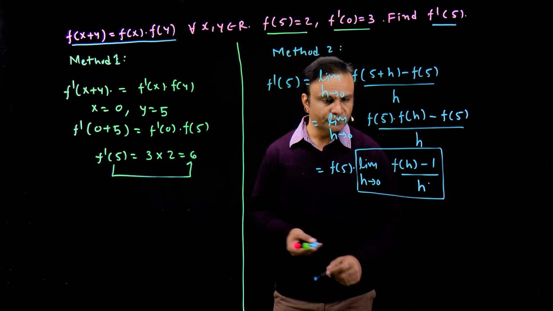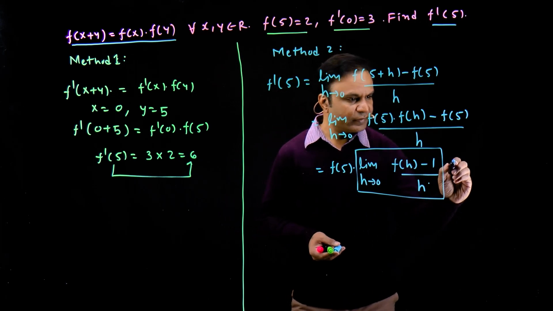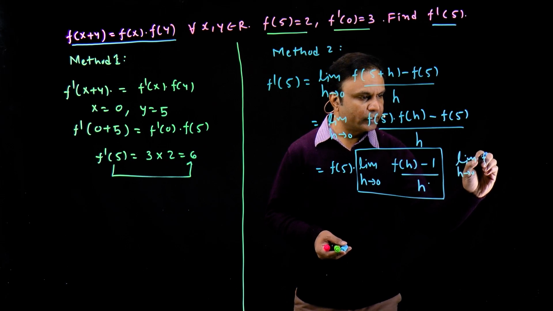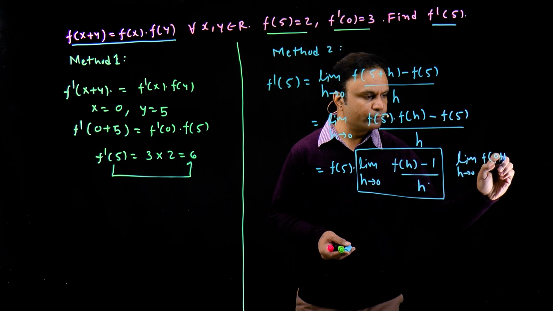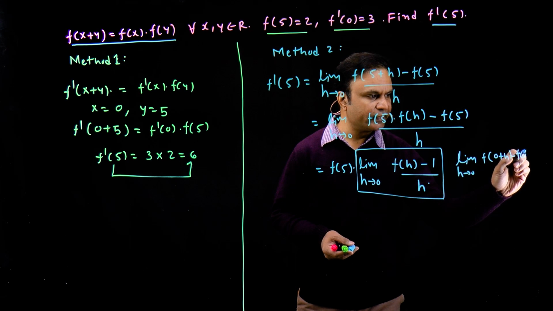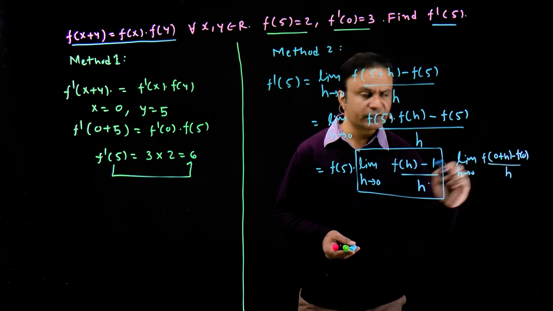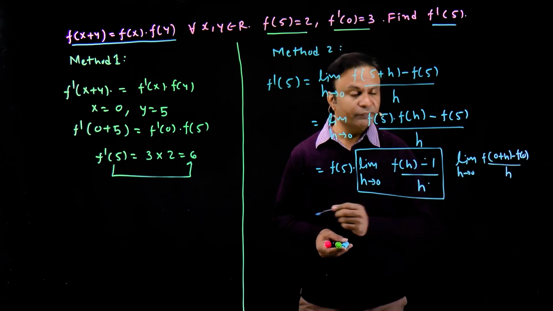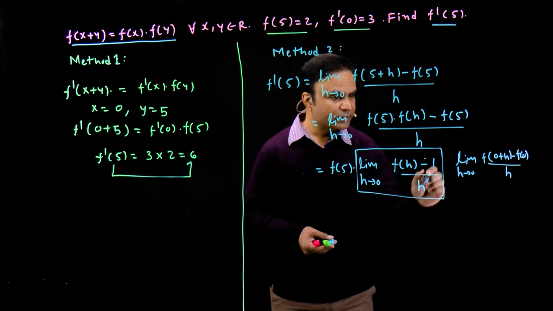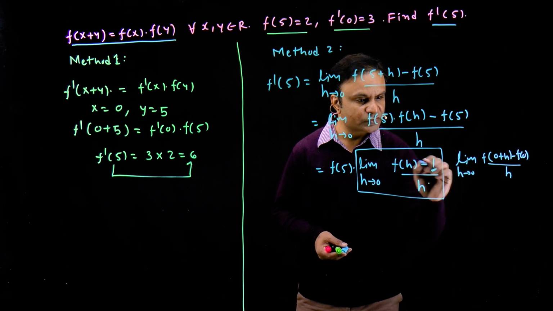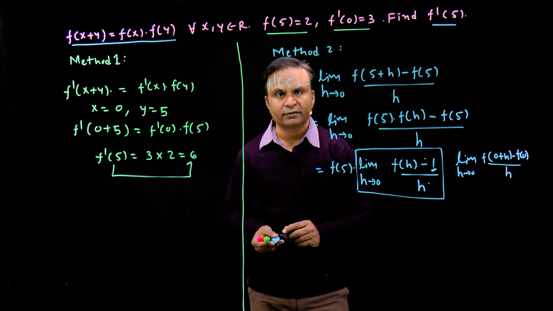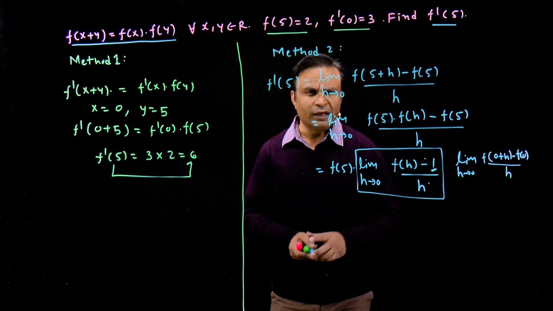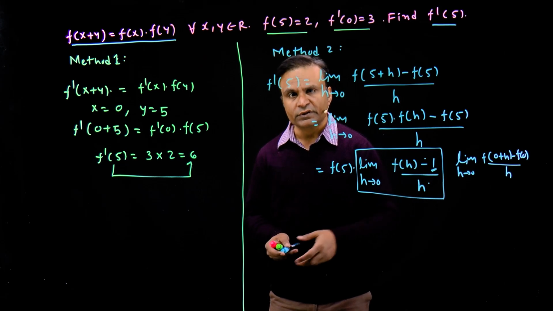The reason is the definition of f dash 0 will be limit h tends to 0 of f of 0 plus h minus f of 0 upon h. If I compare this with this definition of f dash 0, that means the value of f of 0 must be 1. So how can I get the value of f of 0, or how can I verify that f of 0 is 1?